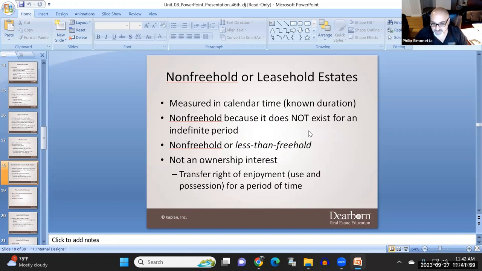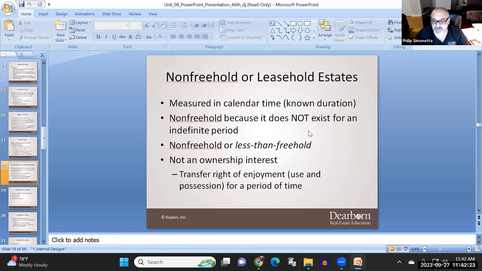Non-freehold means there's no indefinite period. There are already start and end dates in writing. They call it non-freehold or less than freehold, depending on how they want to ask the question. If you hear the words less than freehold or non-freehold, it means it's not freehold. That means it's a leasehold, right? It's all the same terminology.